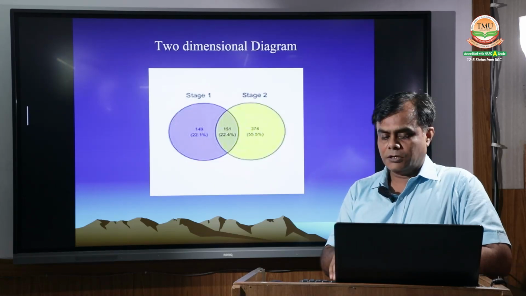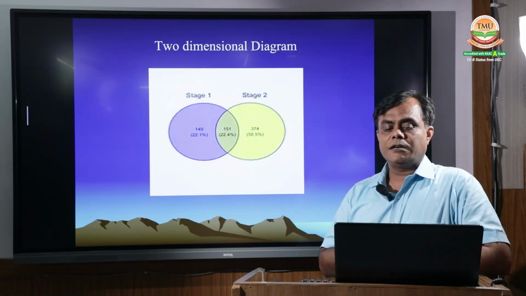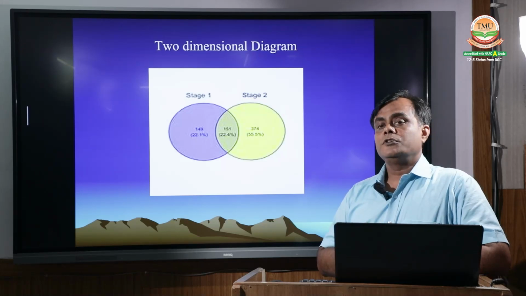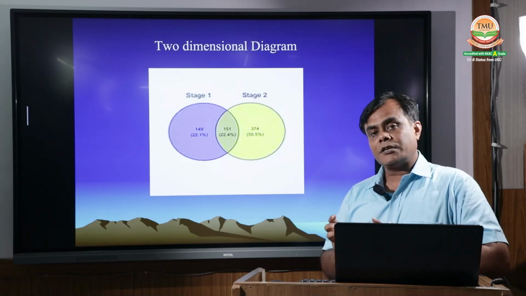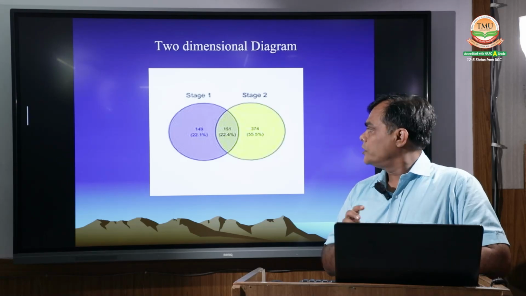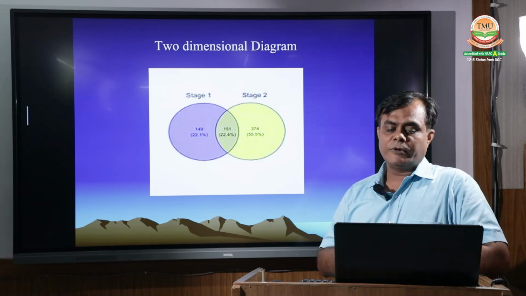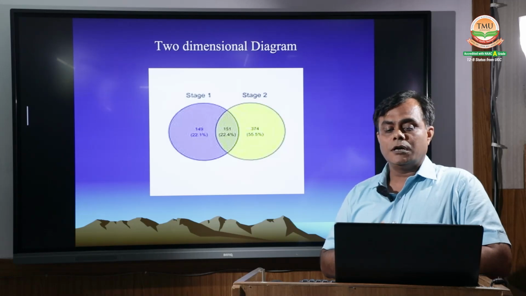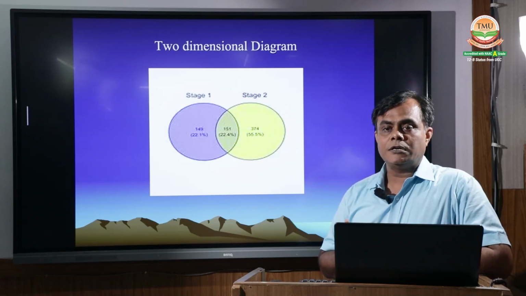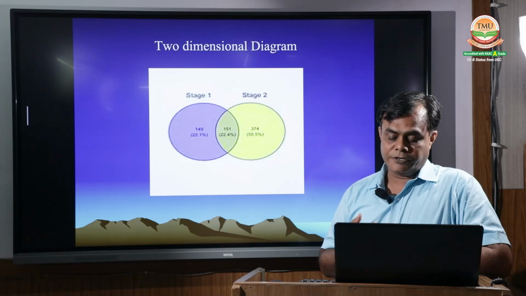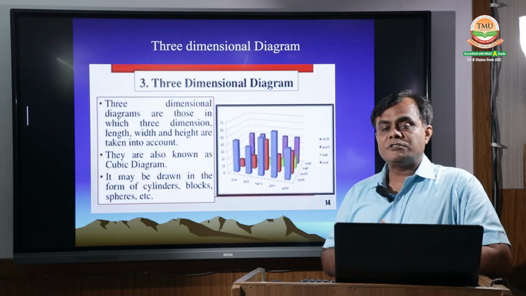Next is another two-dimensional diagram. Here stage 1 and stage 2 are given in this situation, and there is a certain common area between stage 1 and stage 2 that is also shown in another color. In this way you can understand how we use diagrams to increase the understanding of our readers. Third is the three-dimensional diagram.